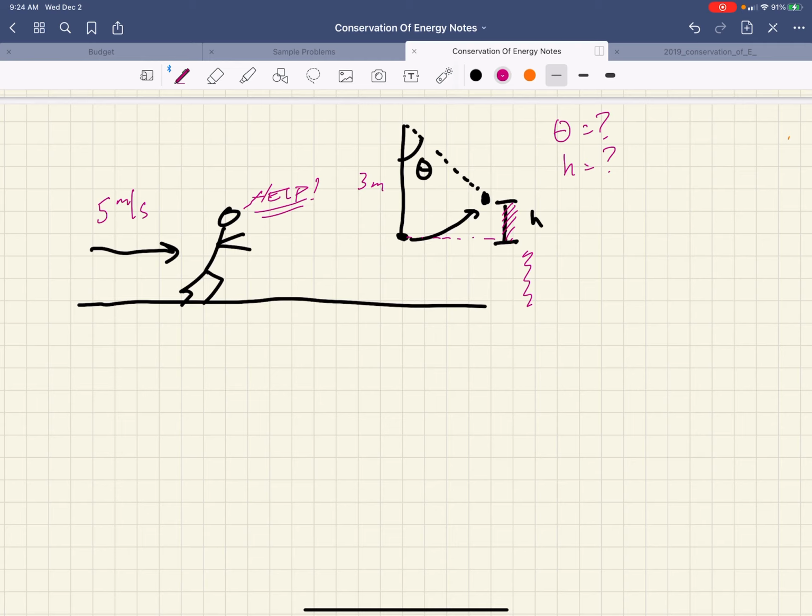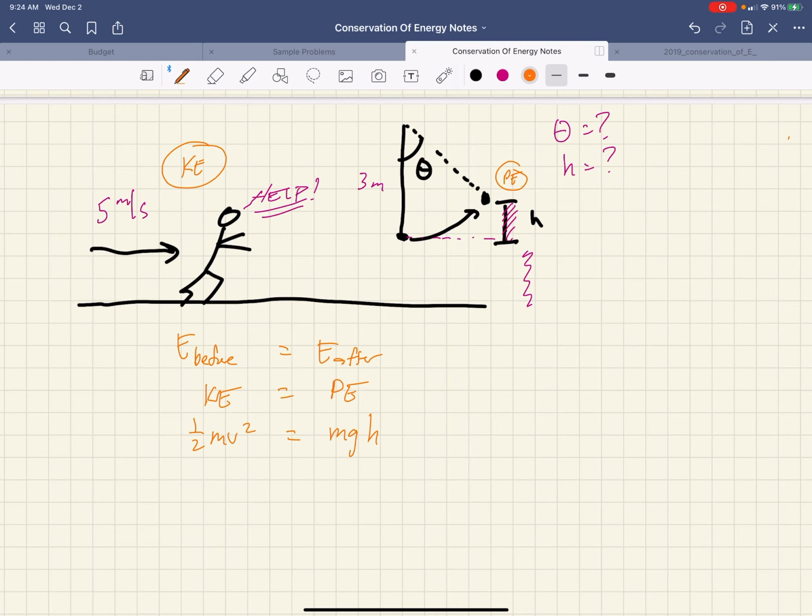So the first thing we always have to do on these types of energy questions is ask yourself, what kind of energy do you have before and what kind of energy do you have after? At the beginning, all you have is kinetic energy. And at the end, when you've swung up to your maximum height, all you have is potential energy. So the energy before always has to equal the energy after, which means that all your kinetic energy is going to be transformed into potential energy, which means that you have 1/2 mv squared. That's all going to be turned into mgh.